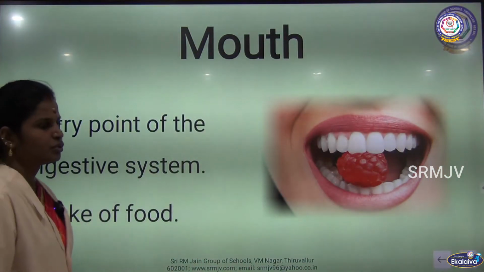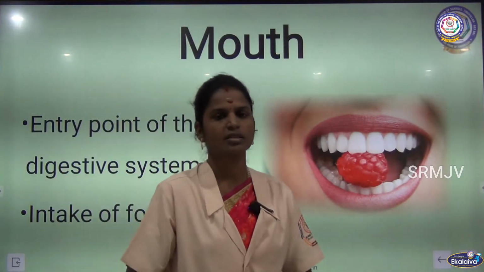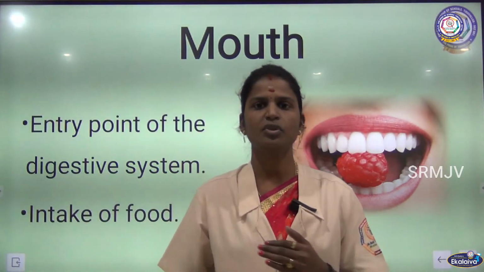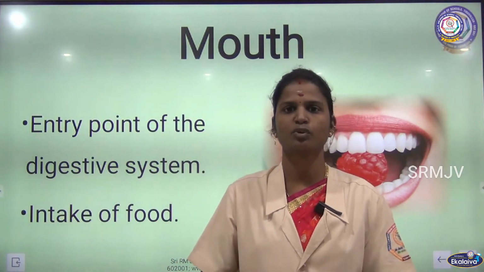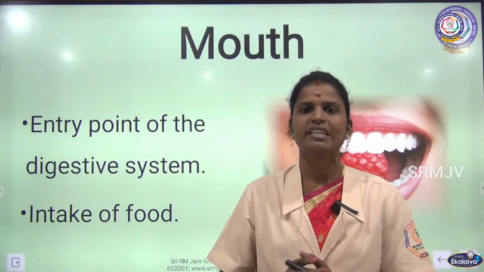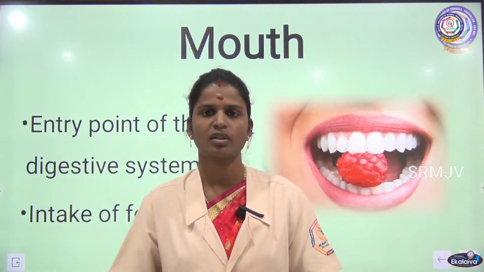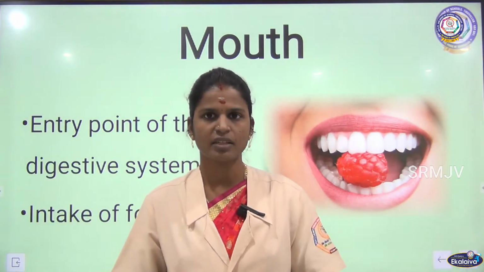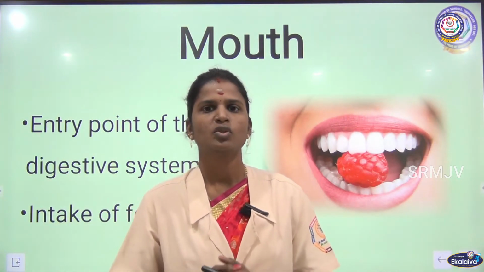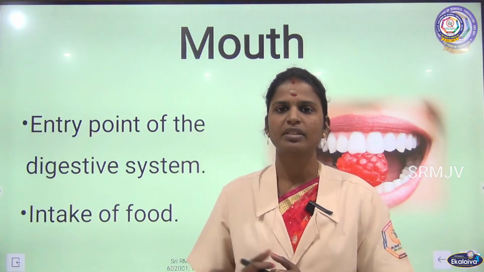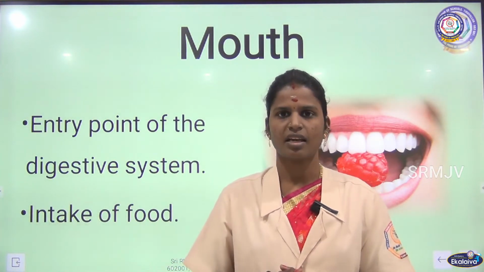So before seeing the digestive organs, I would like to say the different organs which are involved in the process of digestion. Digestion starts in the digestive tract, that is the alimentary canal. The other name of the digestive tract is alimentary canal. So the alimentary canal starts with the buccal cavity and ends in the anus.